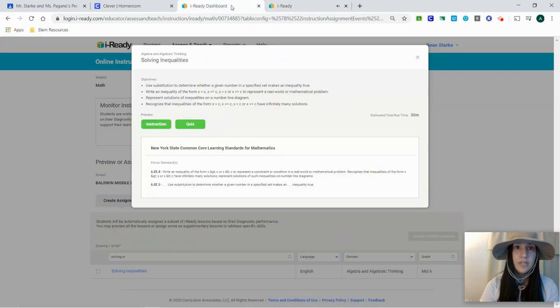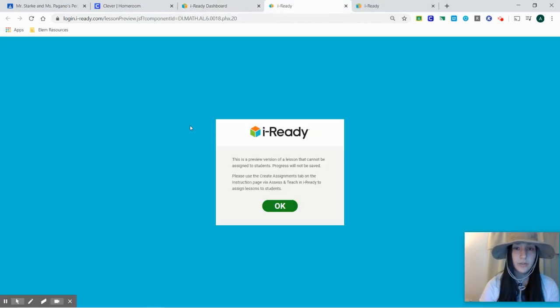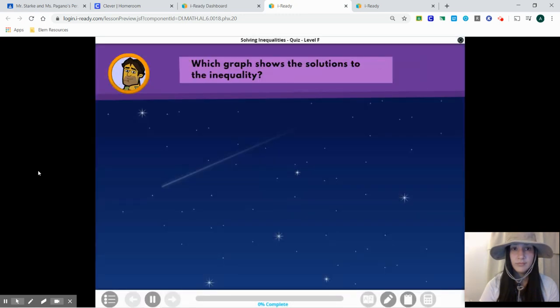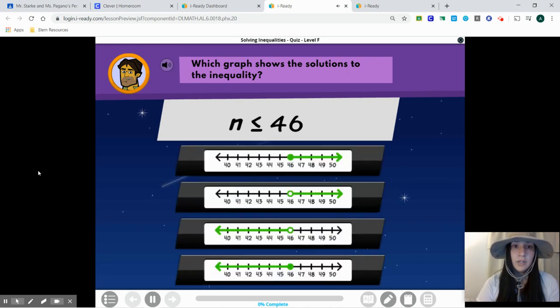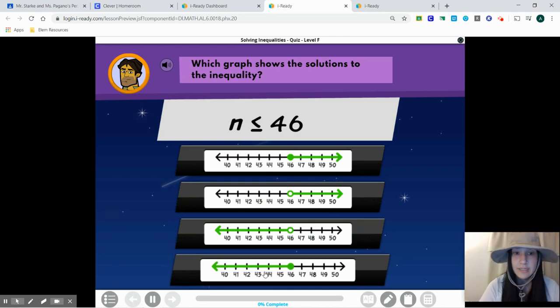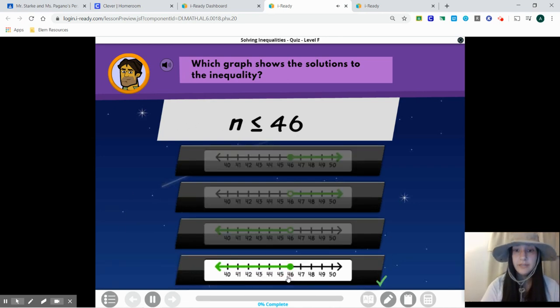All right, let's go take the quiz. Which graph shows the solutions to the inequality? Well, we see that we have n less than or equal to 46. We know we have a less than or equal to symbol, so we want a closed circle, so either the first or the last for us. And we see that our variable is on the left. That's good. We can use our arrow trick. So we want all the numbers to the left. So we're going to select this one right here and done.